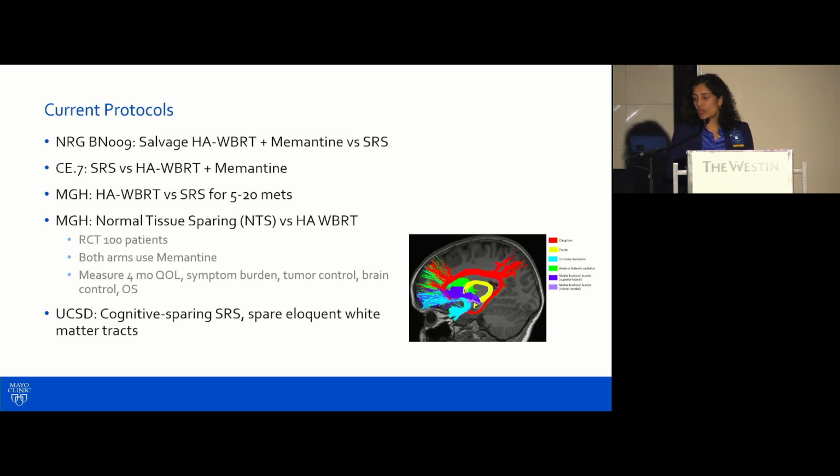Interesting, a newer development is more tissue sparing. So both at Mass General and at UCSD, they're trying to do more and more white matter sparing and trying to spare eloquent brain white matter, where brain metastases usually don't set up shop. They're more at the gray-white junctions. So we'll see how that goes, and we're going to get even more complicated.